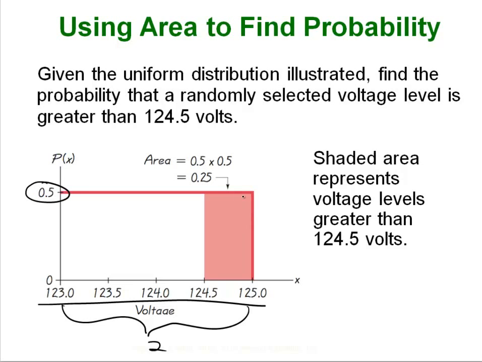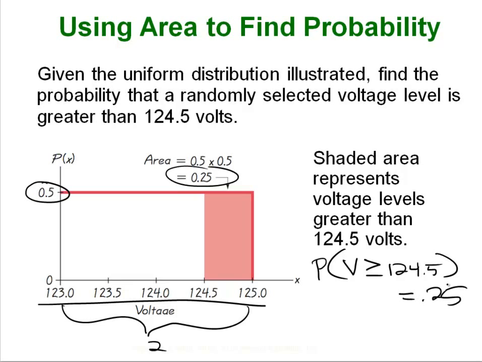If we look at this shaded region from 124.5 to 125, that's a distance of 1/2 times a height of 1/2. That's an area of 0.25. So that means that the probability of the voltage being greater than or equal to 124.5 equals 0.25. And that's all we're doing with these things. This is really easy because we can just do geometry.